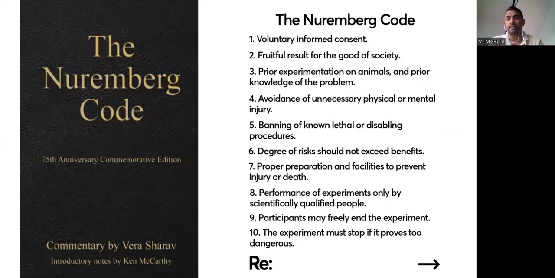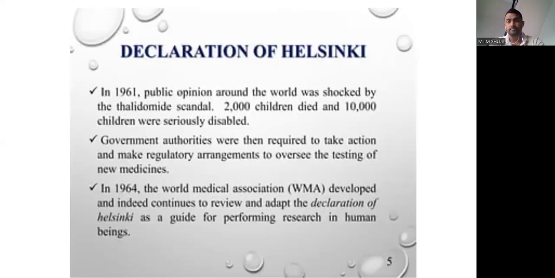So they have created a Nuremberg Code to prevent harm to the patient or subject and to safeguard their ethical rights. The Nuremberg Code contains 10 things. This is not the lecture for that, so just go through that. There is something called the Nuremberg Code and the Declaration of Helsinki.